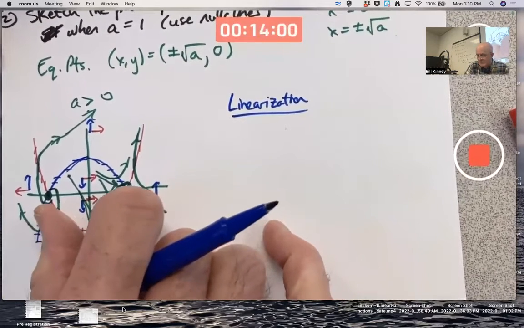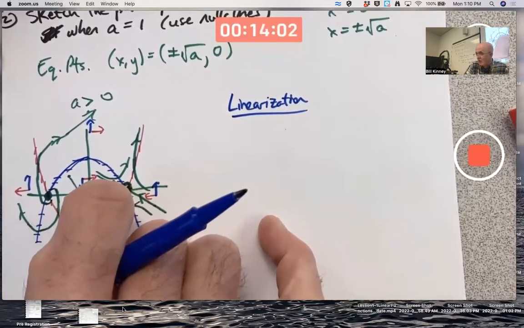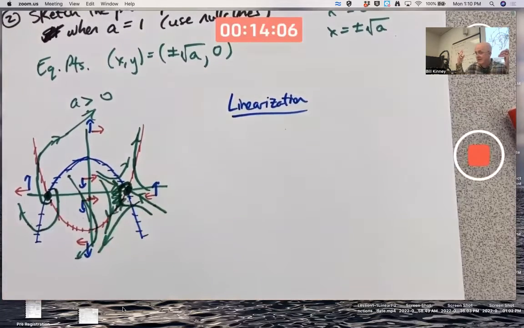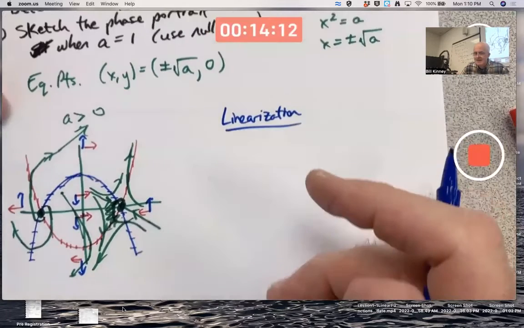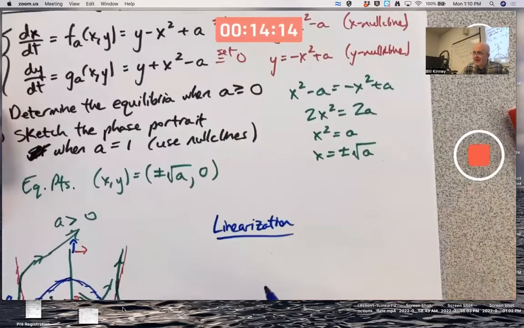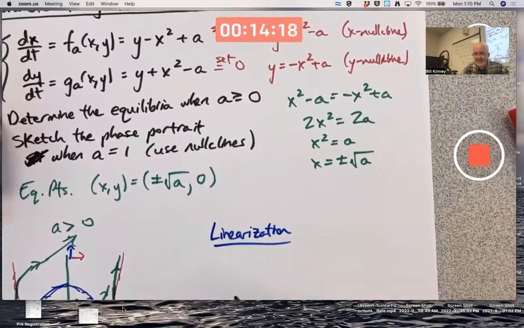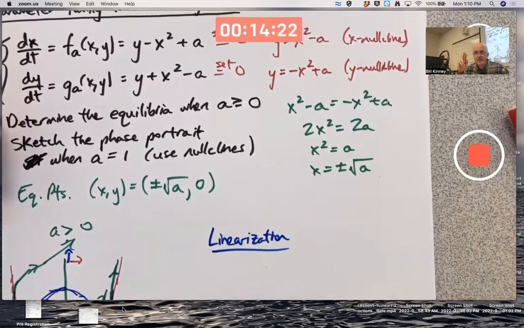As A approaches 0, these two equilibria merge into one equilibrium point at the origin. And then when A is negative, they have annihilated each other. There's no equilibrium points when A is negative. Yes, we want to throw away nonlinear terms, but if the equilibrium points are not at the origin, that's tricky. There's two ways to approach it. The book talks about both methods. I also talk about both methods in the lectures.